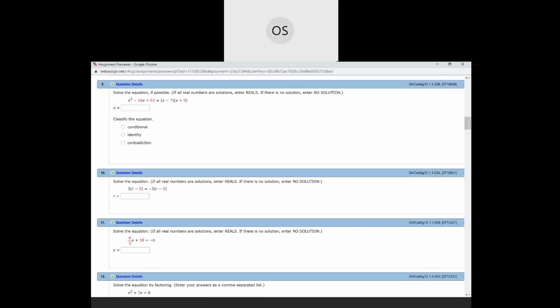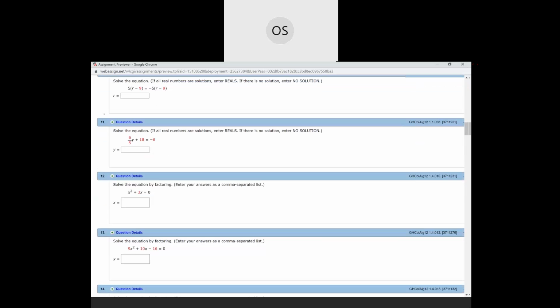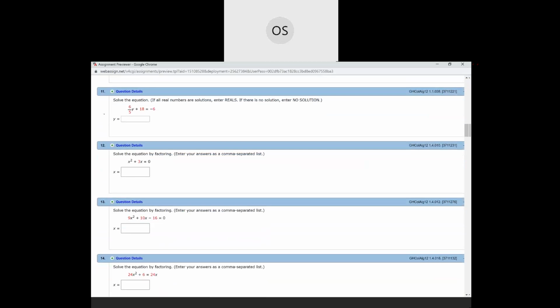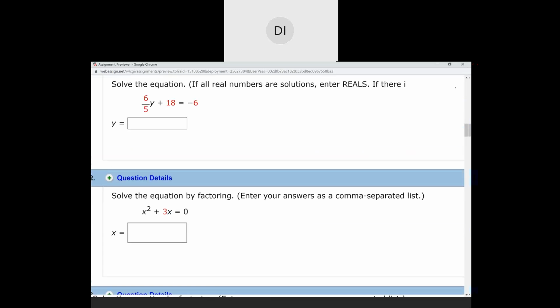How about 11? That fraction doesn't look too good. Okay, let's do fractions. We have to solve this equation. You usually say you don't like fractions, right? So we're going to get rid of them by multiplying by the denominator. What is the denominator? 5. Yes, the denominator is 5.